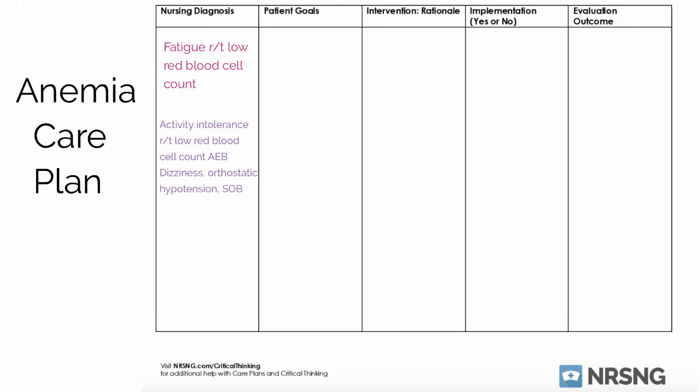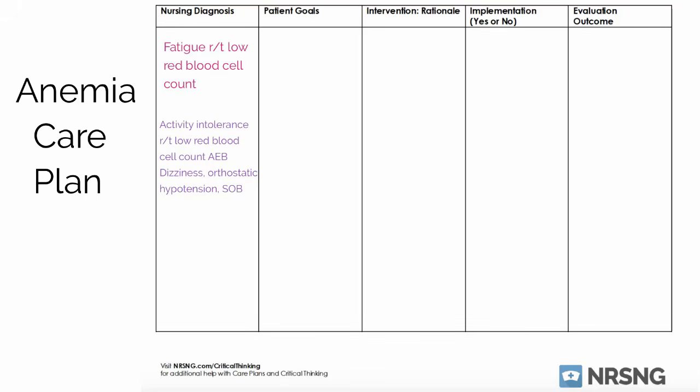The second diagnosis I wrote down is activity intolerance related to low red blood cell count, and this can be evidenced by dizziness, orthostatic hypotension, shortness of breath, things like that. They're not going to be able to do the things that they used to do prior.